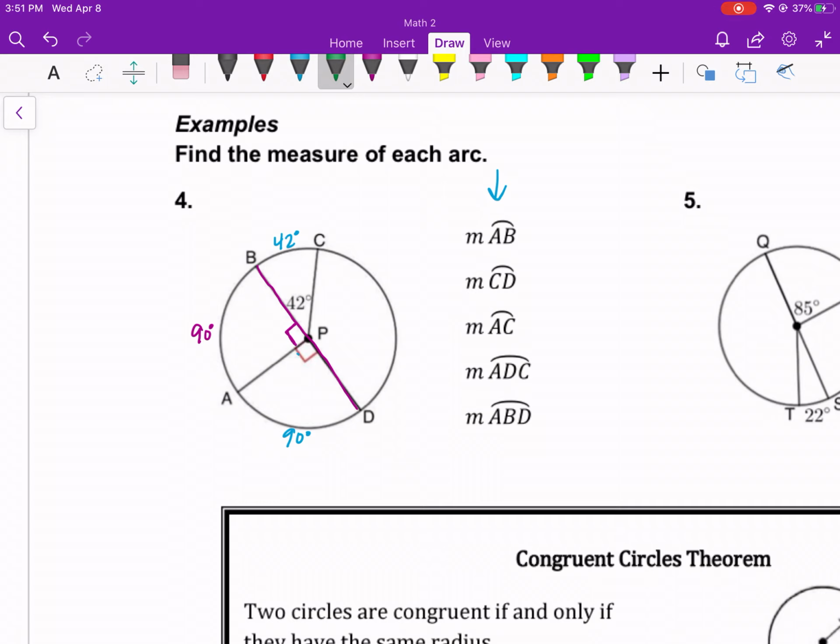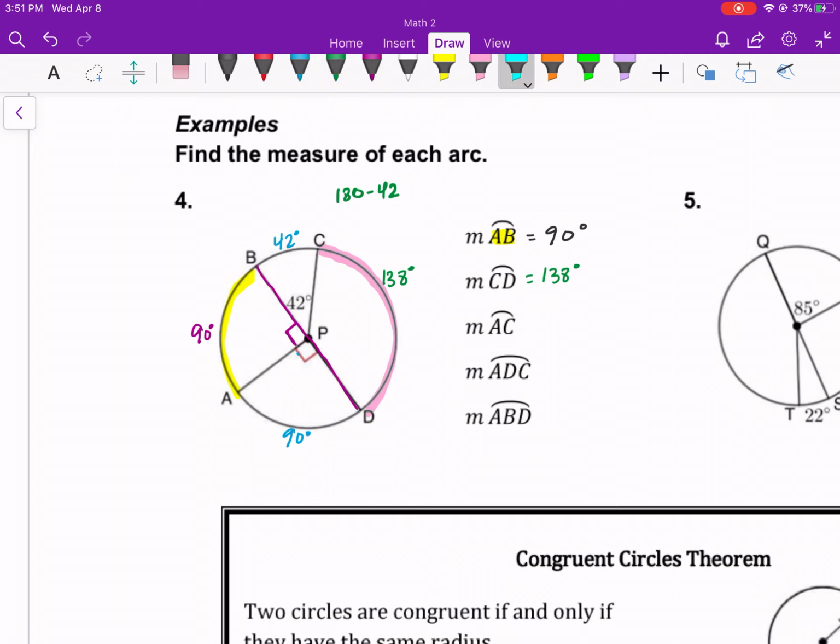There are two ways you can do it. The whole circle is 360 degrees, so you can do 360 minus all of those. Or, since we're just looking at half the circle right here, we could just do 180 minus 42, and you get that this right here is 38 degrees. So let's go ahead and find each of these. So AB is right here, and that's 90 degrees. Let's go to CD. So CD right here is 138.